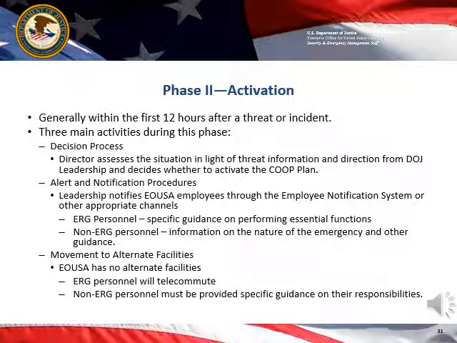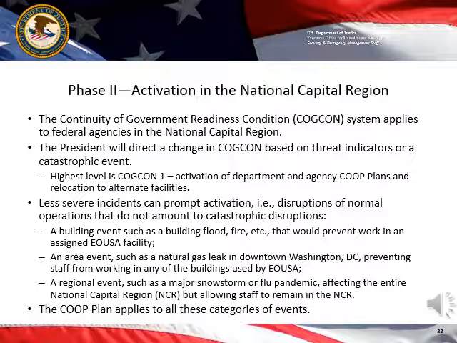Not all emergencies require activation of the plan, but EOUSA follows the EOUSA COOP plan activation procedures when one does. The Director, EOUSA, will order the plan's activation based on the projected or actual impact and severity of an emergency. Activation will generally occur within the first 12 hours after a threat or incident. Within the National Capital Region, EOUSA follows the Continuity of Government Readiness Condition System, which applies to federal agencies in the National Capital Region.